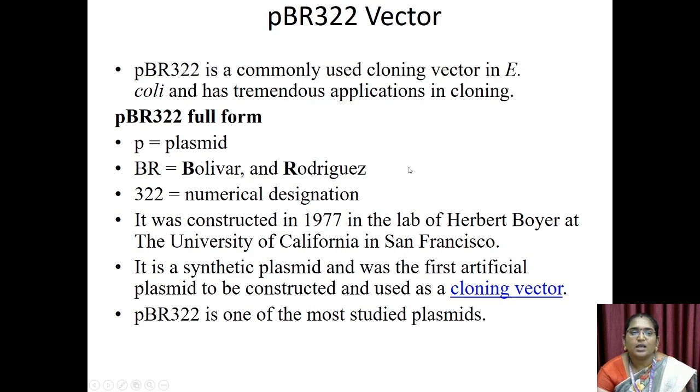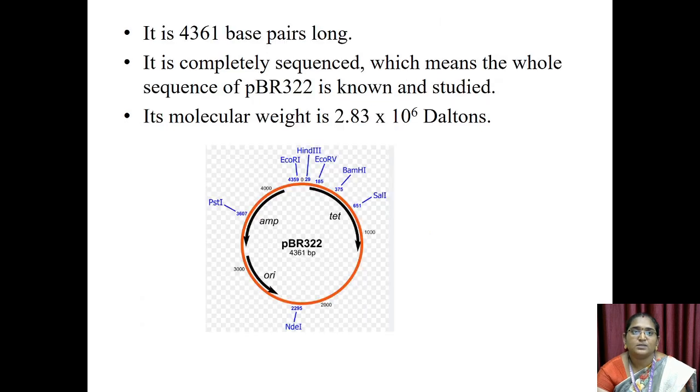It was constructed in 1977 in the lab of Herbert Boyer at the University of California in San Francisco. It's a synthetic plasmid and was the first artificial plasmid to be constructed and used as a cloning vector. pBR322 is one of the most studied plasmids. It is 4361 base pairs long. It is completely sequenced, which means the whole sequence of pBR322 is known and studied.